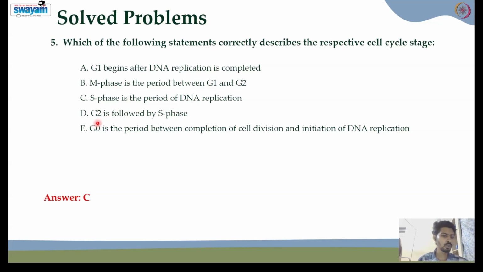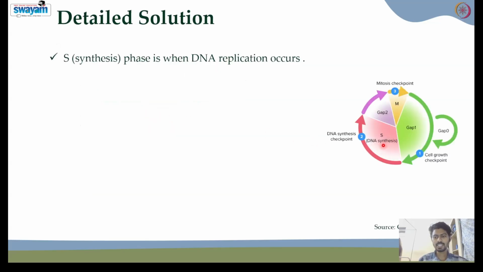And why D is not true? G2 is followed by S phase. No, it is false. S phase is followed by G2. So if you see the cycle, S phase is followed by G2.